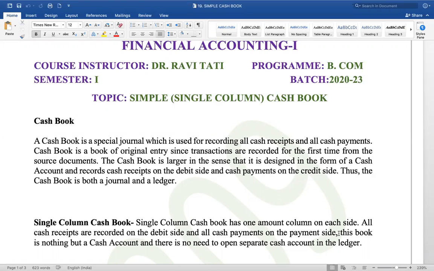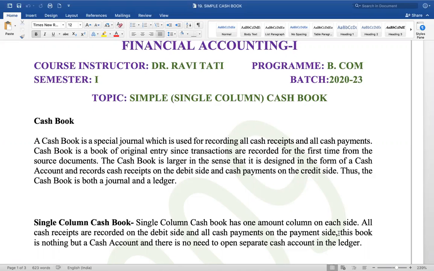Cash book. A cash book is a special journal which is used for recording all cash receipts and all cash payments. Cash book is a book of original entry since transactions are recorded for the first time from the source documents. The cash book is larger in the sense that it is designed in the form of cash accounts and records cash receipts on the debit side and cash payments on the credit side. Thus, the cash book is both a journal and the ledger.